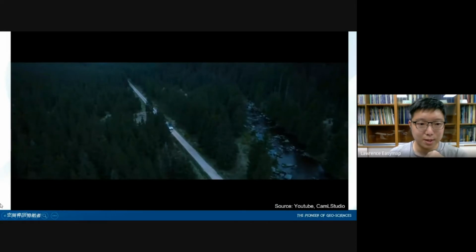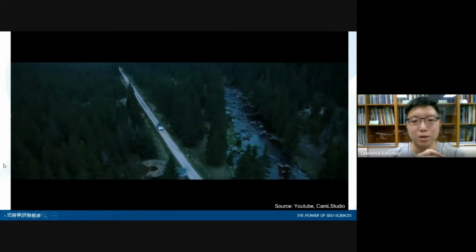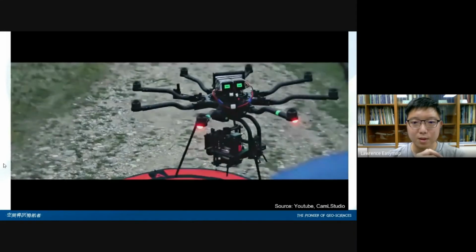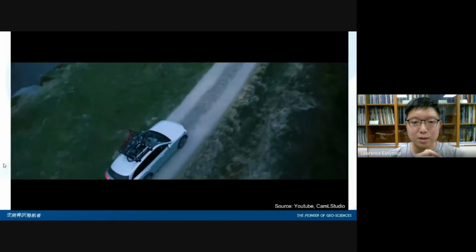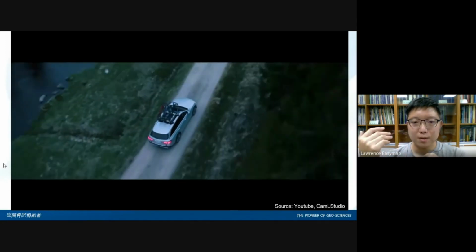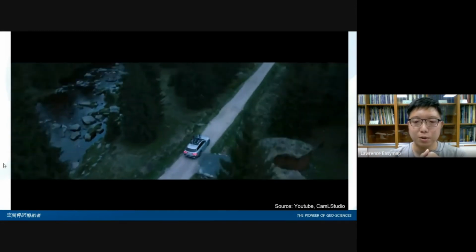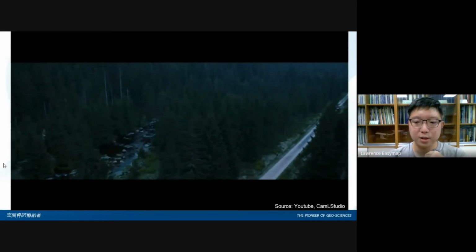So here is the second one. It's all about commercial aerial photography. Nowadays, a lot of factories and manufacturers hire a professional UAV team to get some very nice advertisements.